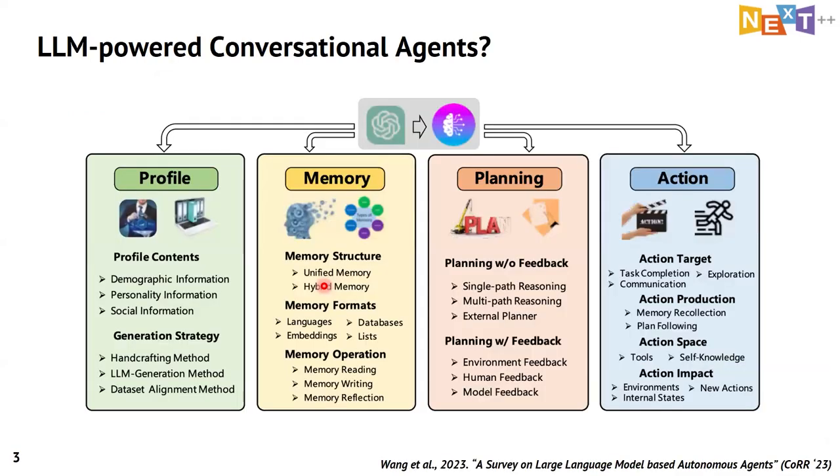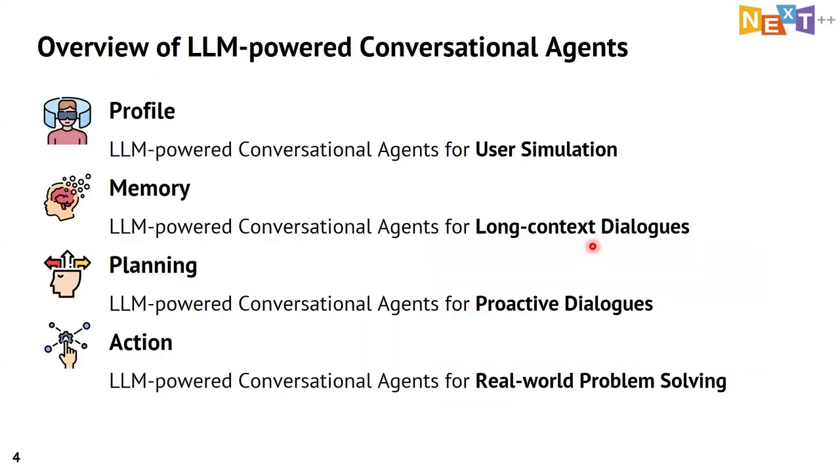And currently, when it comes to conversational agents, we expect that this kind of LLM-powered conversational agents can also act like humans, think like humans, and also behave like humans. Therefore, similar to the architecture for LLM-powered autonomous agents, the LLM-powered conversational agents are also supposed to be equipped with certain components or capabilities as humans, including profiling, memory, planning, and action. And this figure is from a survey from also Renmin University of China. And here I will mainly talk about the latest studies regarding these four perspectives of LLM-powered conversational agents.